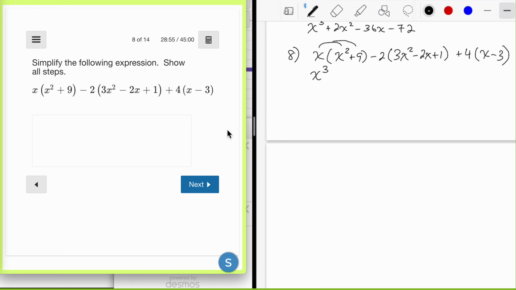X to the third plus 9x. This negative 2 gets distributed. So negative 6x squared plus 4x minus 2. Then this positive 4 gets distributed. Positive 4x minus 12.